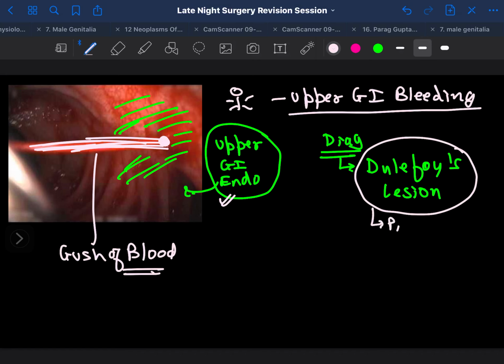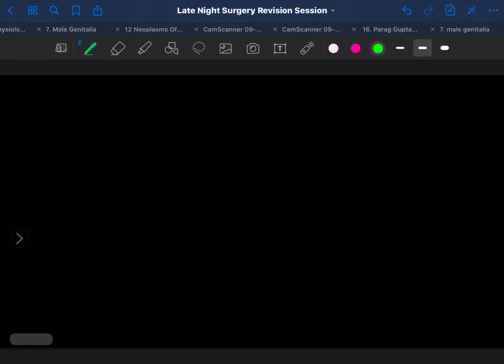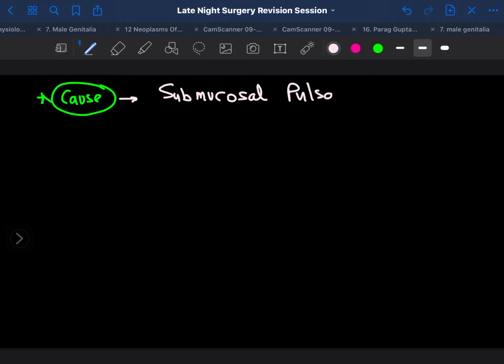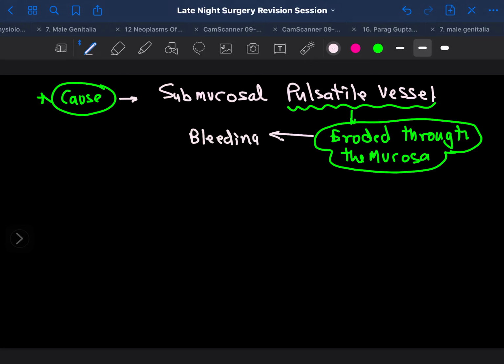So what is happening in the Dieulafoy lesion, guys? There is a pinpoint source of bleeding, and the mucosa is normal, right? So let us talk about why it occurs. What is the cause of this bleeding in the Dieulafoy lesion? What you need to understand is that there is a submucosal pulsatile vessel, and this pulsatile vessel has eroded through the mucosa. Because it has eroded through the mucosa, we are having a bleeding.